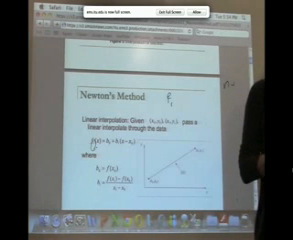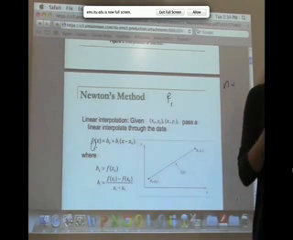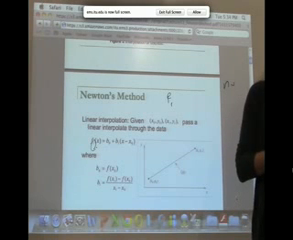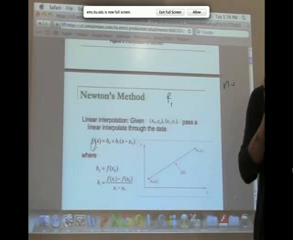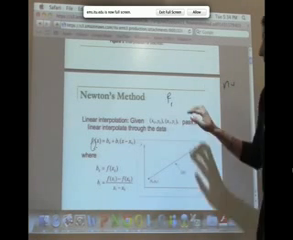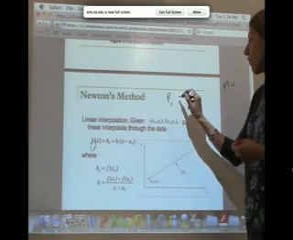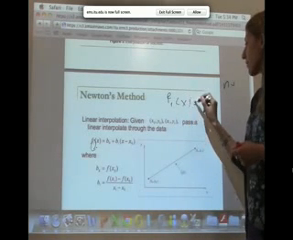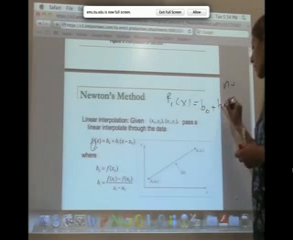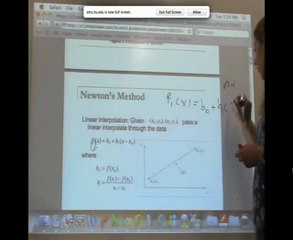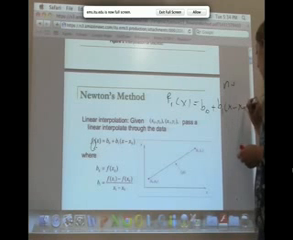f2 means I am considering 3 data points, so my approximation would be quadratic, right? If I have f3, I have 4 data points, so my approximation would be cubic, and so on and so forth. So when I talk about f1 of x, it consists of 2 data points. So I rewrite it as this.